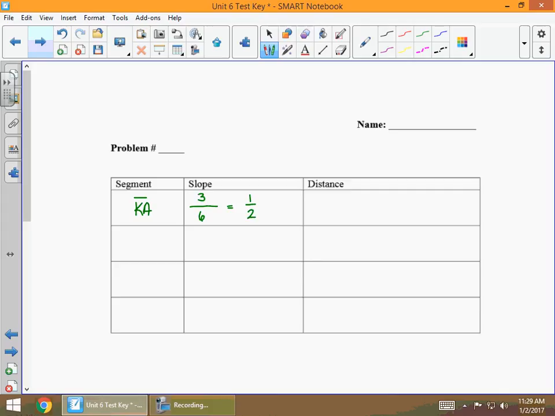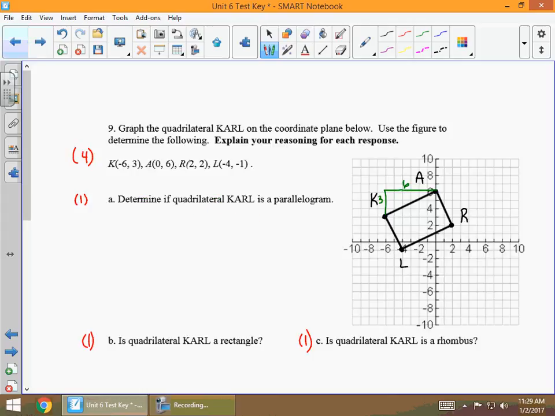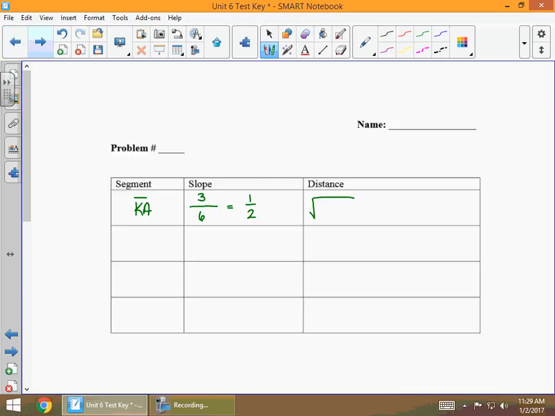Now, to find the distance, it is the square root of, and I'm staying on the 3 and the 6, not the reduced 1/2. If you look at my triangle here, my triangle has a leg that's 3 and a leg that's 6. So 3 squared is 9. And 6 squared is 36. So 9 plus 36 is 45. So KA has a slope of 1/2 and a distance of radical 45. So that's a point. You did that, that's a point.